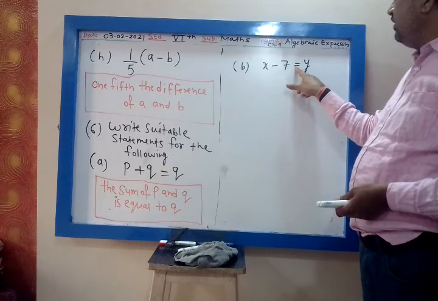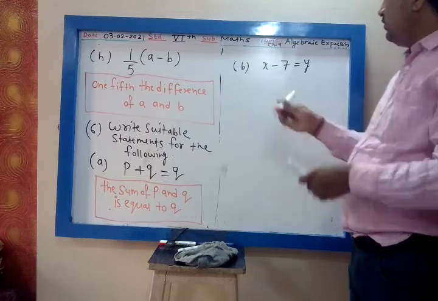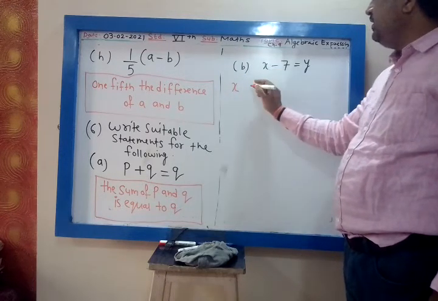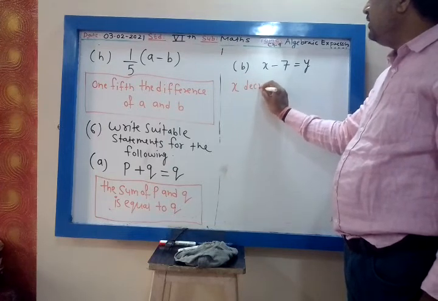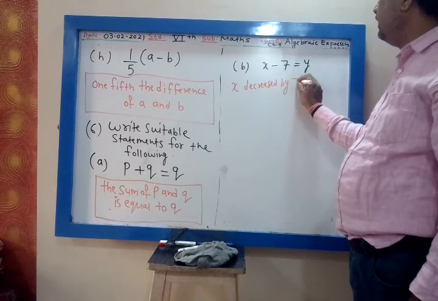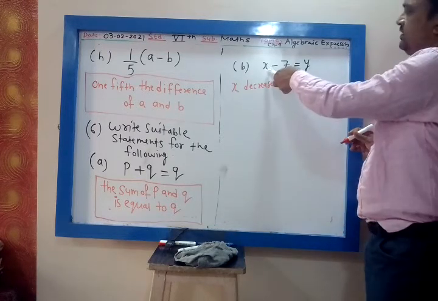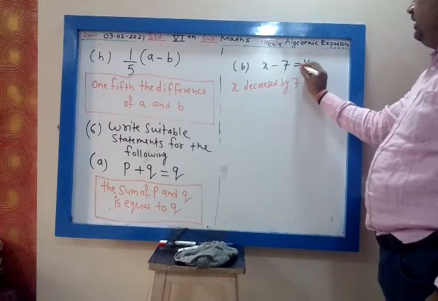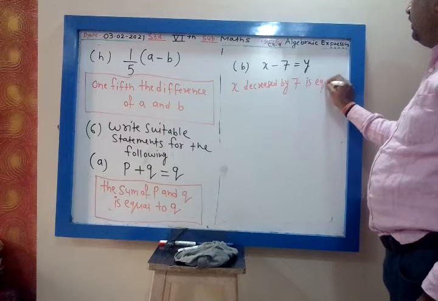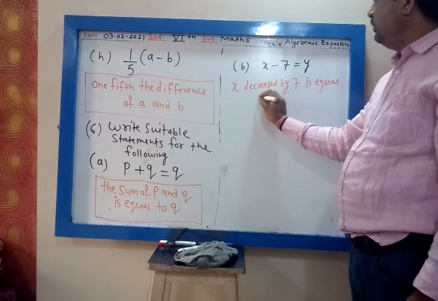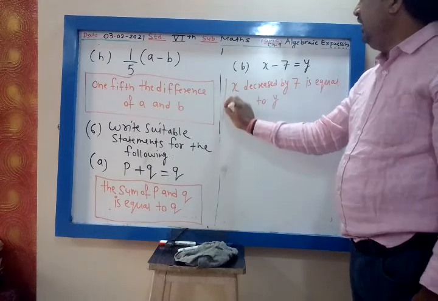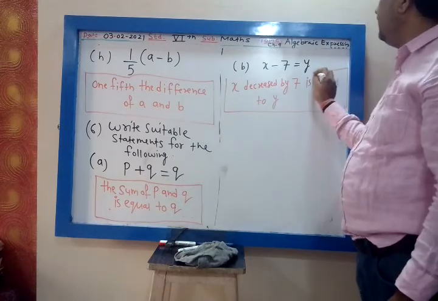Equality means is equal to y. So we write x decreased by 7. Minus means decreased. x minus 7 means x decreased by 7. Then equality is there, so we write is equal to y. x decreased by 7 is equal to y.